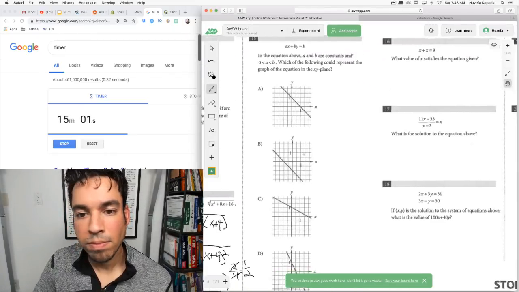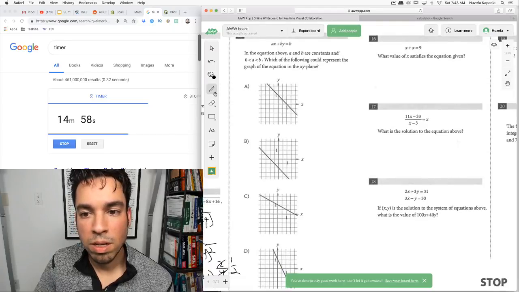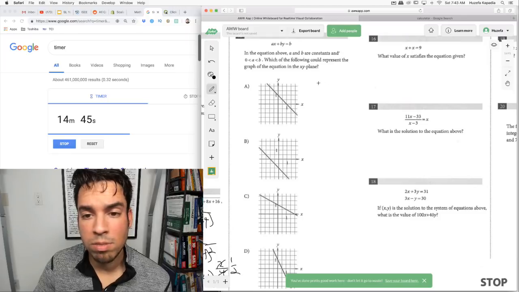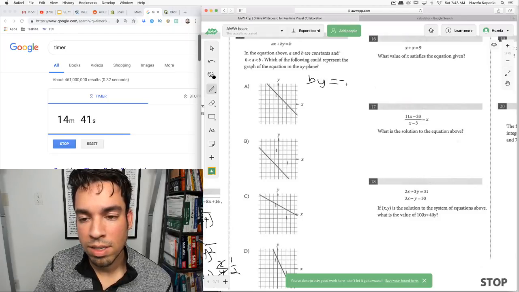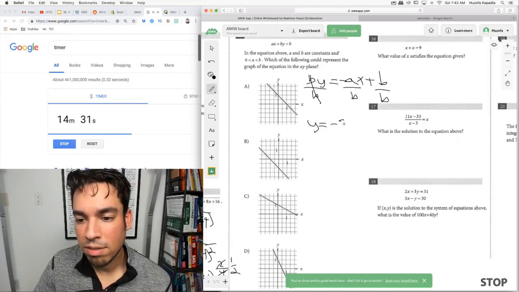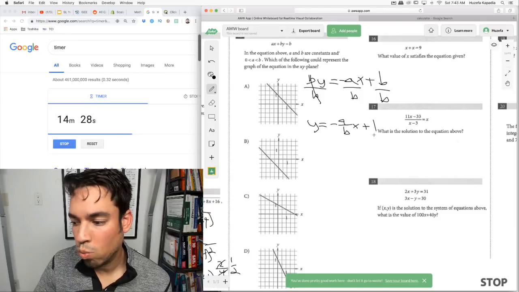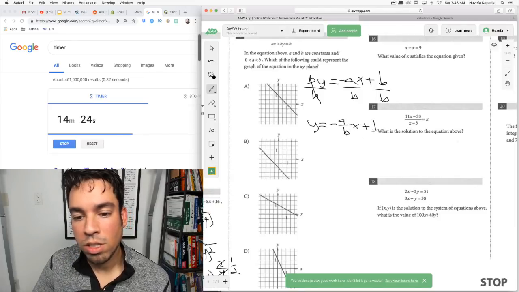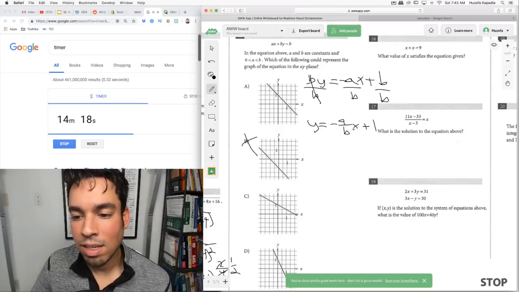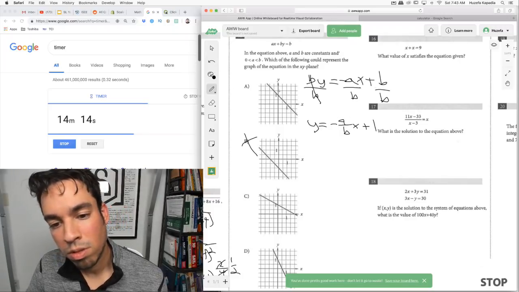Next, in the equation above, a and b are constants. Somebody sent this to me, so I have seen this one before. This is a tough one. A and b are both positive, but b is greater than a. First I'm going to get this into slope-intercept form right off the bat. So by equals negative ax plus b, then divide everything by b. Y equals negative a over b x, and then b over b is 1. So now we got a y-intercept of 1. That's amazing. So I can immediately eliminate this one. The rest are good. Next, I got a slope of negative a over b. It's a negative slope. Oh, they're all negative, so that doesn't help.